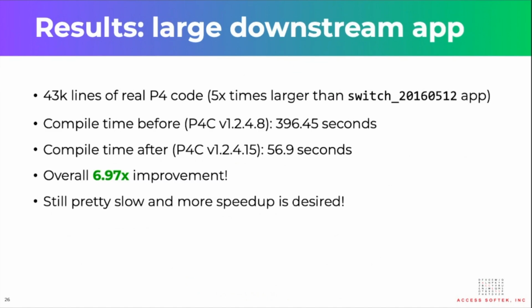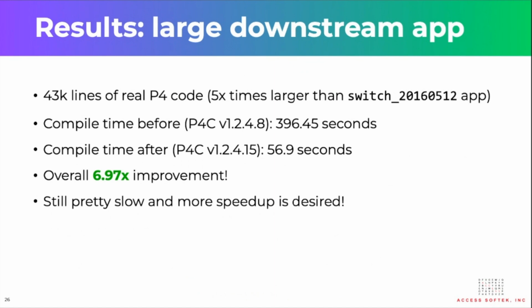And here is one of the examples of a large downstream application. It's 5 times larger than that test case I was talking about. The compilation time before was more than seven minutes. That's terrible compile time, meaning that your iteration time for development is really struggling. These days it's less than 1 minute. So it's a 7x improvement, but still quite a lot.